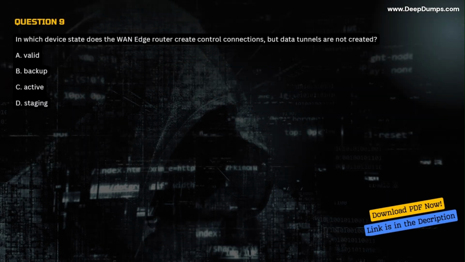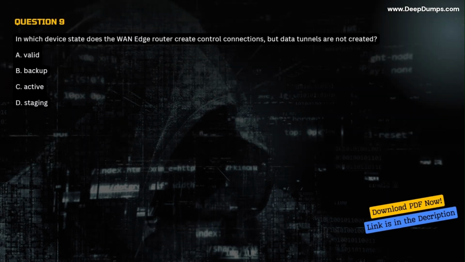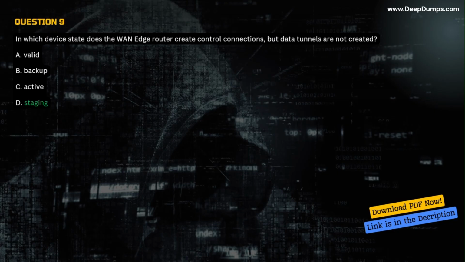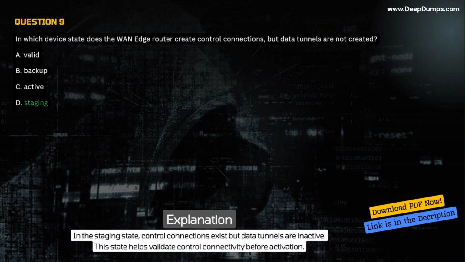Question 9. In which device state does the WAN edge router create control connections, but data tunnels are not created? A. Valid. B. Backup. C. Active. D. Staging. Correct answer D. Staging. Explanation. In the staging state, control connections exist but data tunnels are inactive. This state helps validate control connectivity before activation.